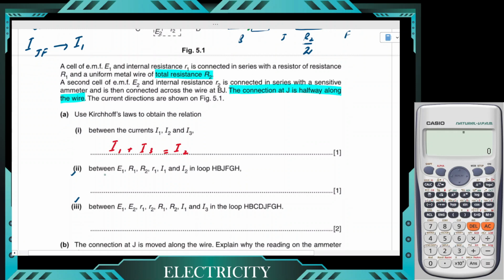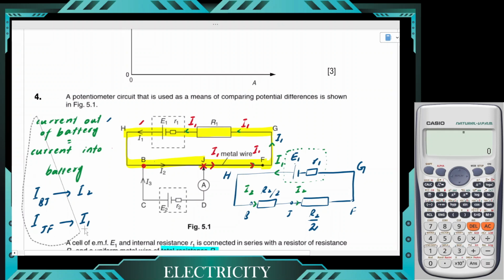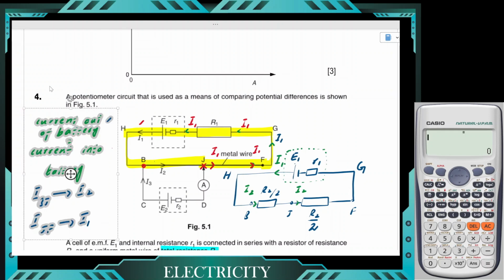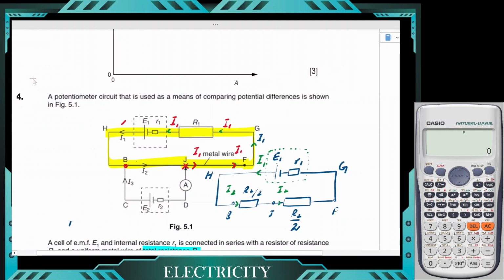Now check out the next part. You have to use Kirchhoff's law to obtain the relation between E1, R1, R2, I1 and I2 in the loop HB, the highlighted one, the upper loop. Okay, so in this one I'm going to raise up this stuff, at least for now, and it will look something like this.